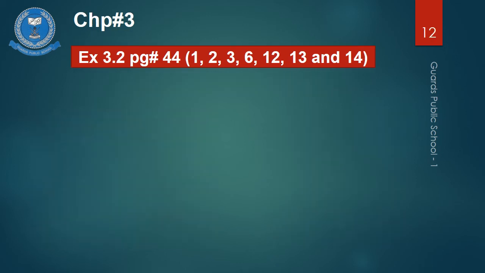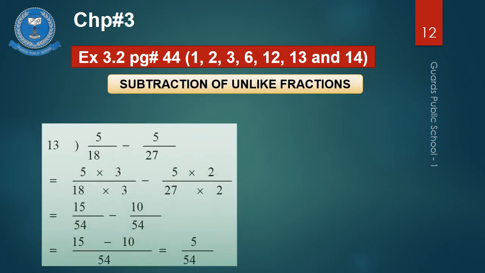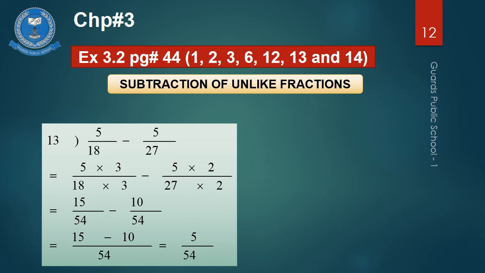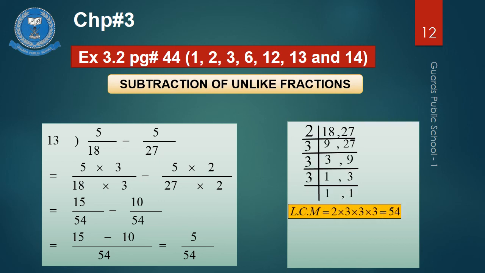Now students, subtraction of unlike fractions. Look at question number 13. Here 5 upon 18 minus 5 upon 27. In the denominator we have 18 and 27. So we will find the LCM of the denominators of the given fractions, just like in addition. So after taking the LCM, we get an answer of 54. Okay, first step is completed.